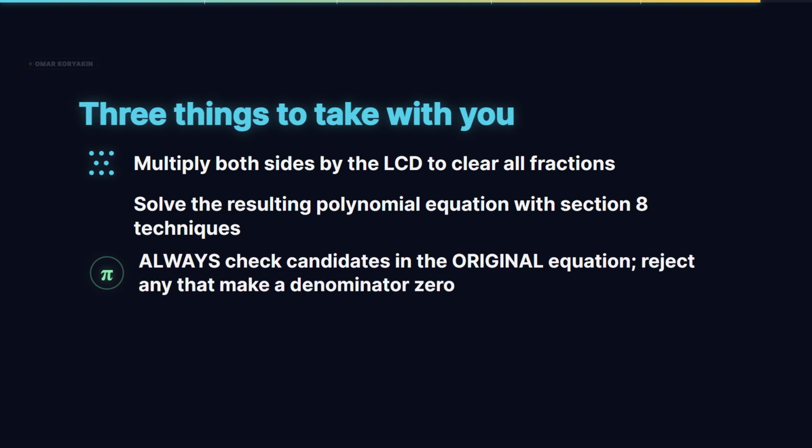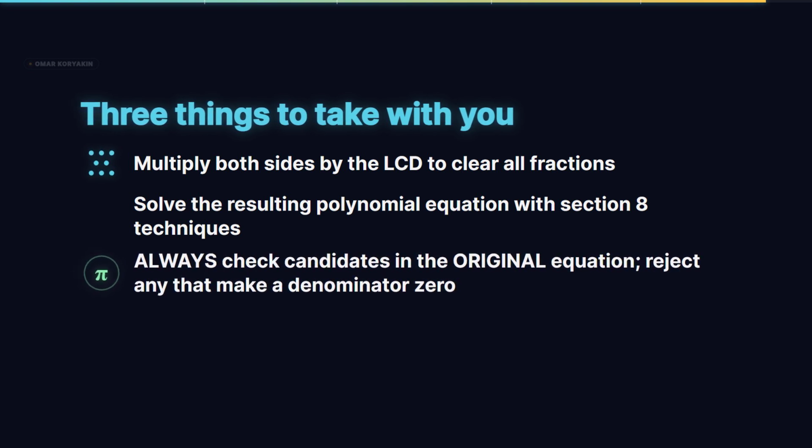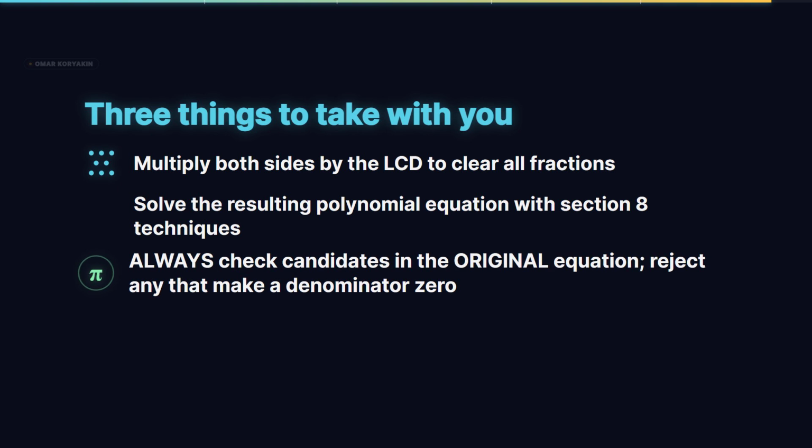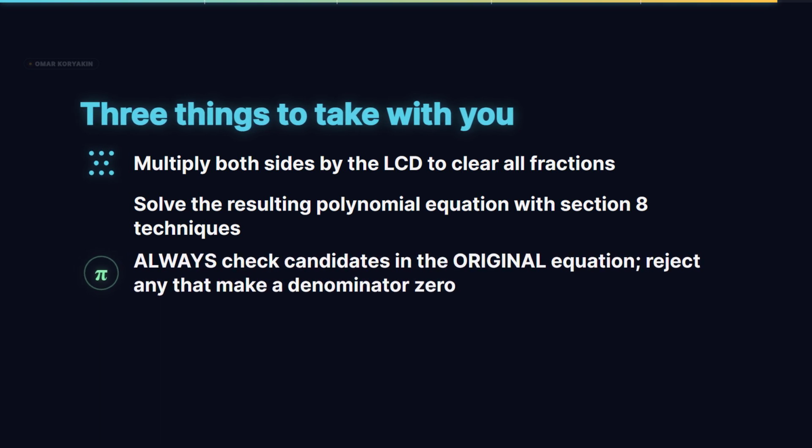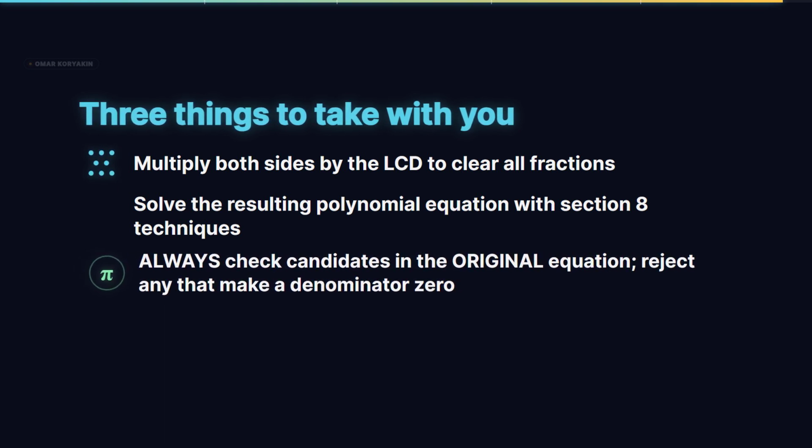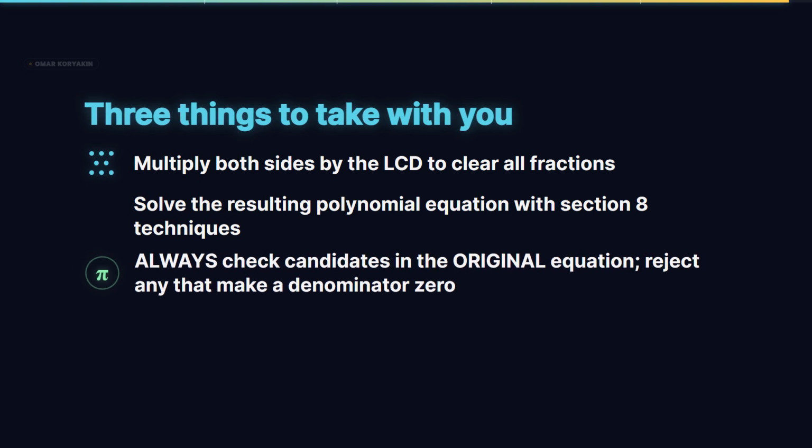Always check candidates in the original equation. A candidate that makes any denominator 0 in the original is extraneous and must be rejected. Skipping the check is the most common error in this lesson, and it produces wrong answers that look right at first glance.